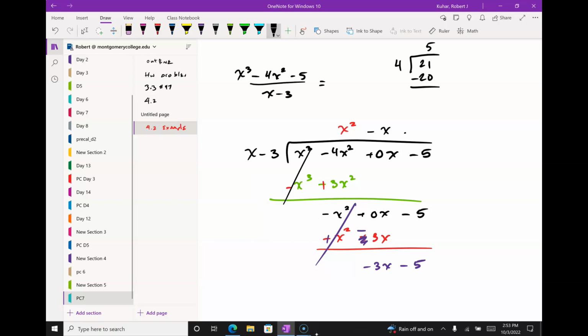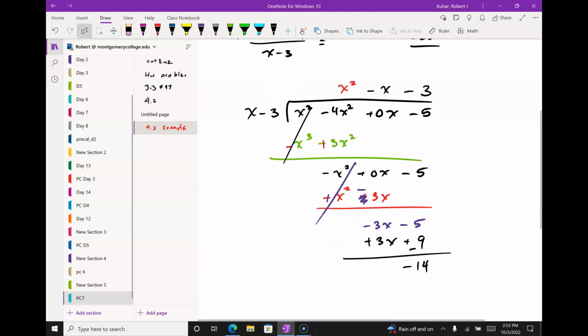So it looks like I need a negative 3. Come back and multiply. Change the signs and add. I get a remainder of negative 14. Right? Negative 3 times x, negative 3 times negative 3. That's a positive 9, but then I changed my signs and added. Oh, okay.